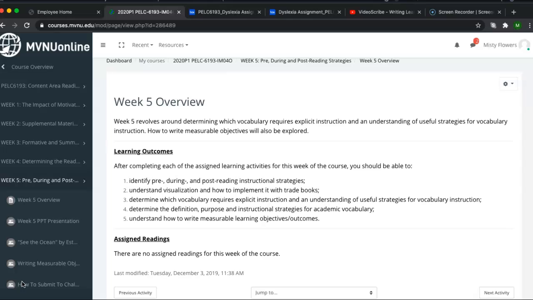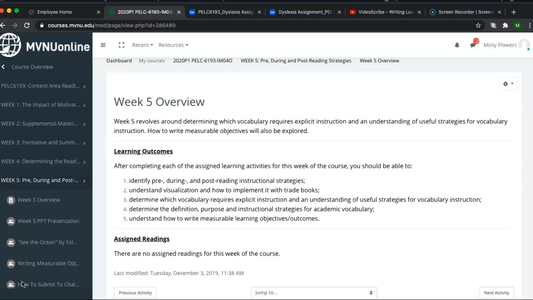By the end of the week, you should be able to identify pre-reading, during reading, and post-reading instructional strategies. Those can be found in our Daniels and Zemmelman text, as well as the Allen charts. You should be able to understand visualization and how to implement it with trade books.